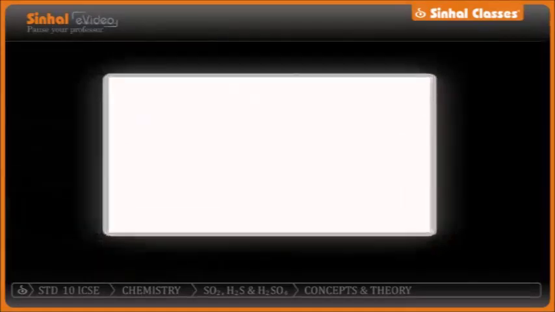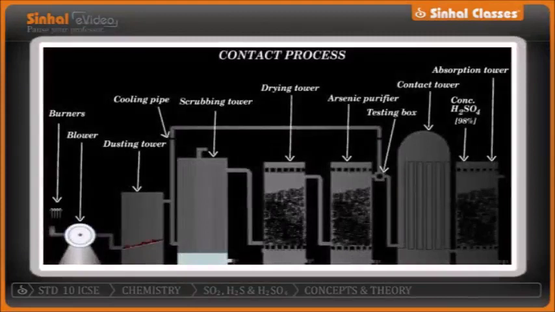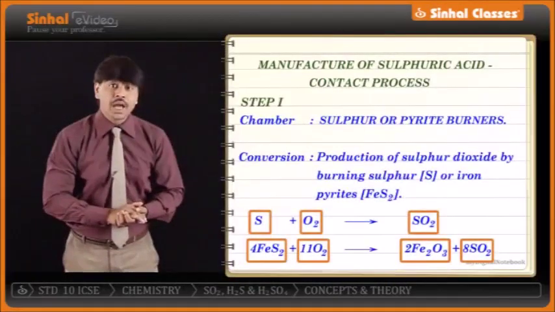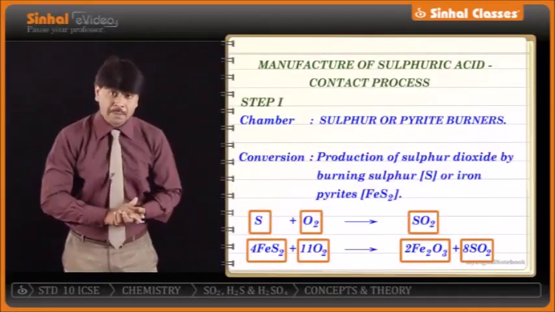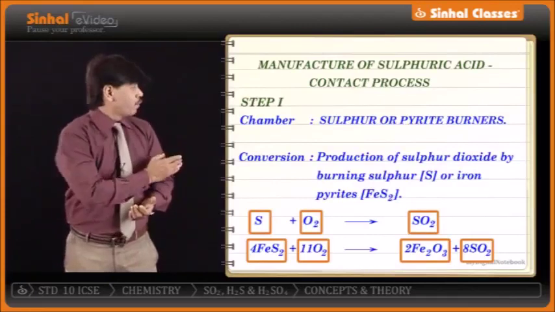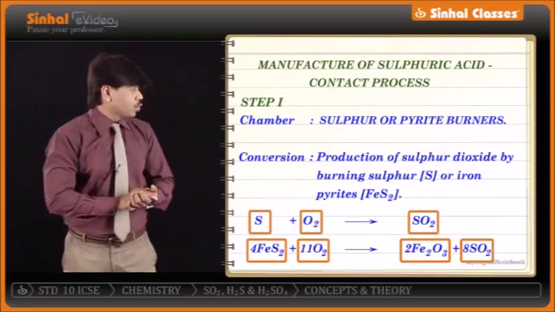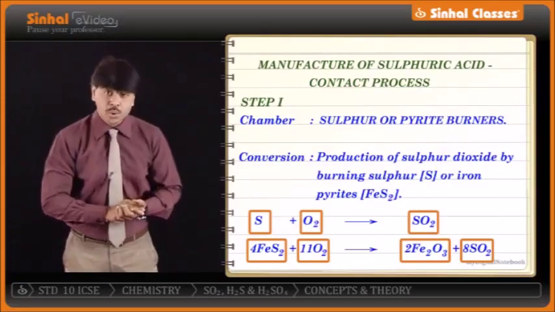that is H2SO4. Now the various reactions which take place in different units are as follows. To begin with, the first reaction takes place in the sulfur or pyrite burner, where if you have kept sulfur, sulfur will burn in excess of oxygen forming SO2, that is S plus O2 giving you SO2. If you have taken iron pyrite, the reaction will be 4FeS2 plus 11O2 giving you 2Fe2O3 plus 8SO2.